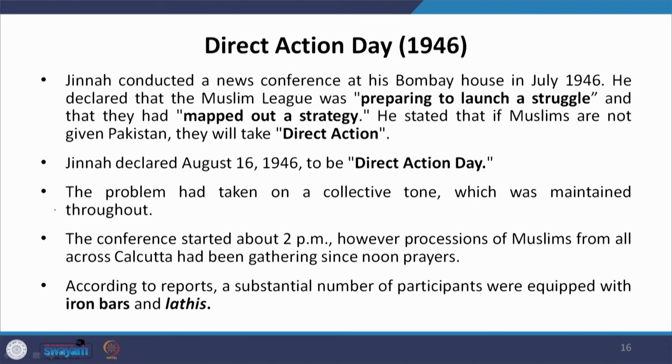The problem that people saw in Calcutta had taken on a collective tone and it was maintained throughout. The conference started about 2 p.m. However, processions of Muslims from all across Calcutta had been gathering since the noon prayers. According to reports, a substantial number of participants were equipped with iron bars and with rods. So, the two major speakers were Khwaja Nazimuddin and Chief Minister Sohrawardi.